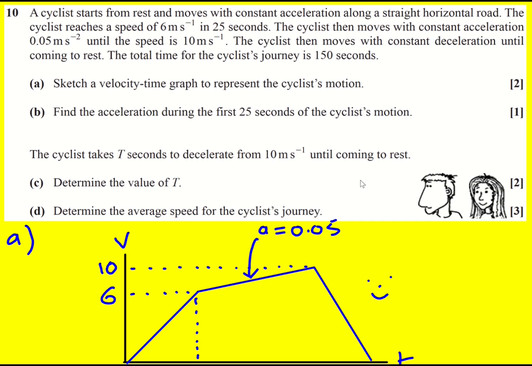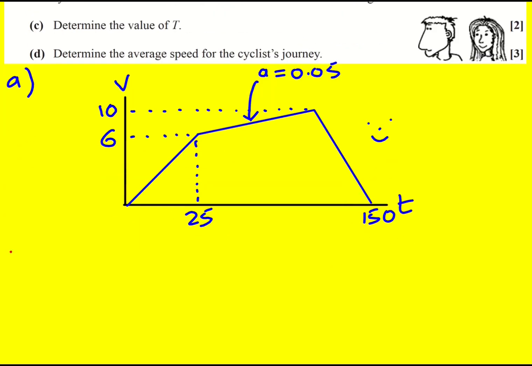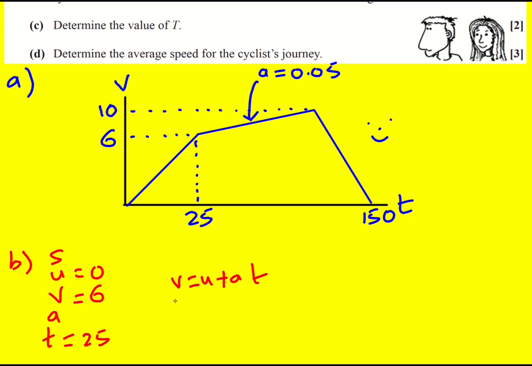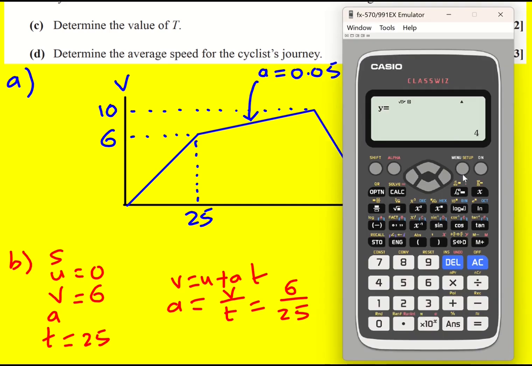In B, we're asked to find the acceleration during the first 25 seconds. It's a constant acceleration, so we can use SUVAT. The initial velocity is 0, the final velocity is 6, and the time taken is 25. So v equals u plus at, but u is 0, so a is just going to be v over t, which is 6 over 25. Probably best to work this out as a number, not just a fraction, so 0.24.